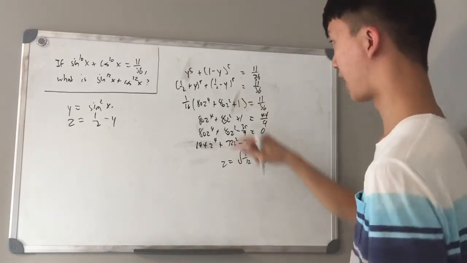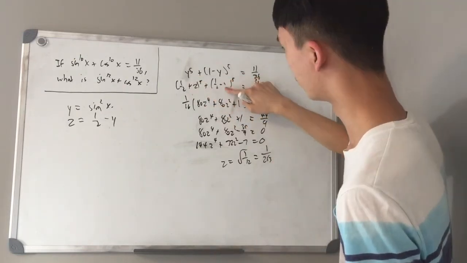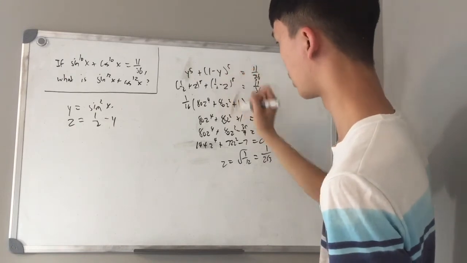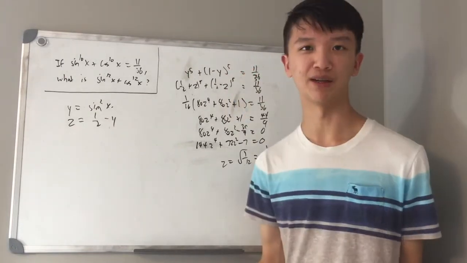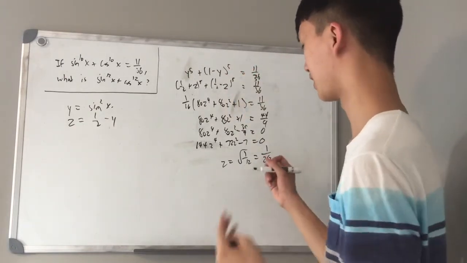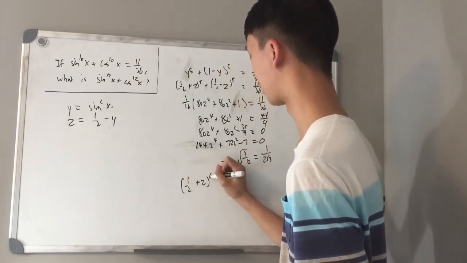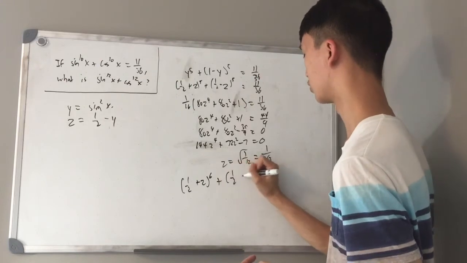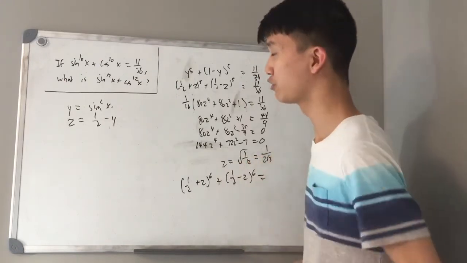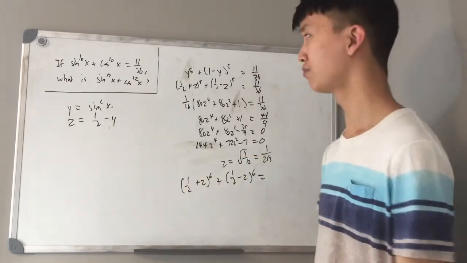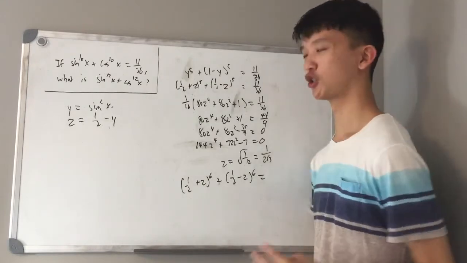Also, I just realized that I wrote y here instead of z, so 1 over 2 plus z and 1 over 2 minus z. So sorry I made that mistake, but I only noticed it because it is also true that 1 over 2 plus z to the power of 6 plus 1 over 2 minus z to the power of 6 is then equal to the sine of x to the power of 12 plus the cosine of x to the power of 12, which is what we are looking for.